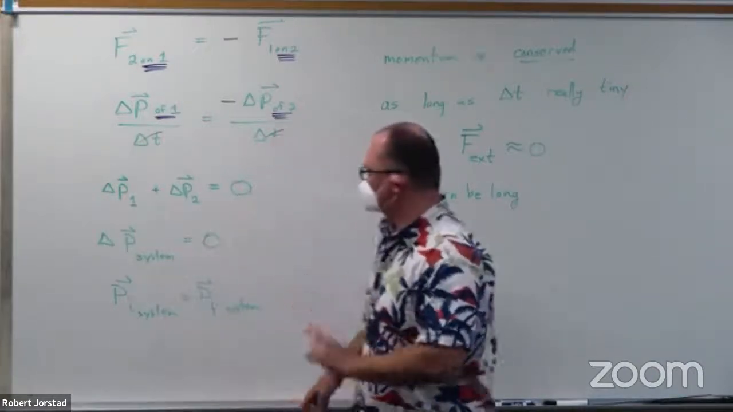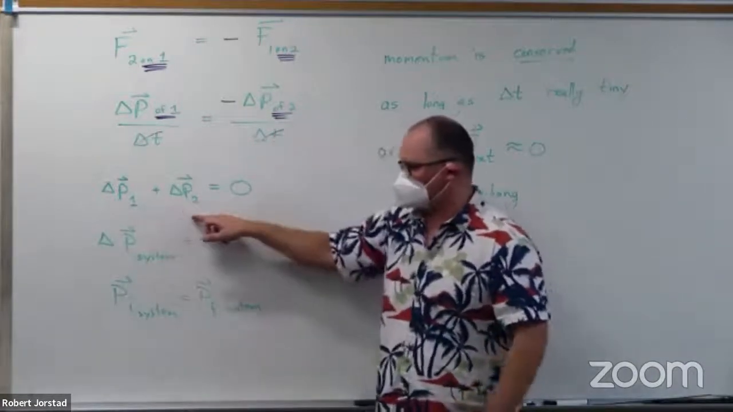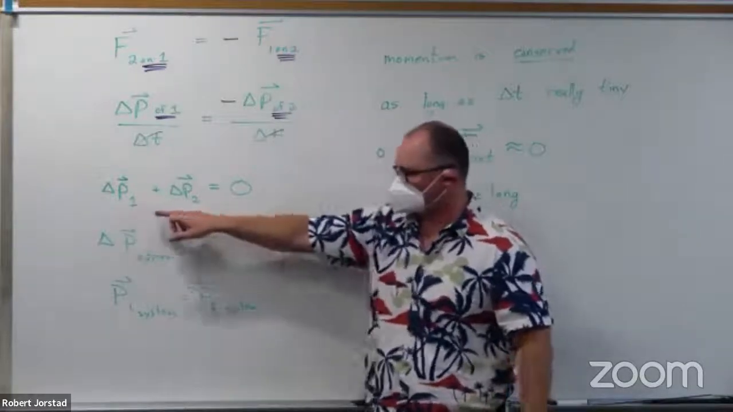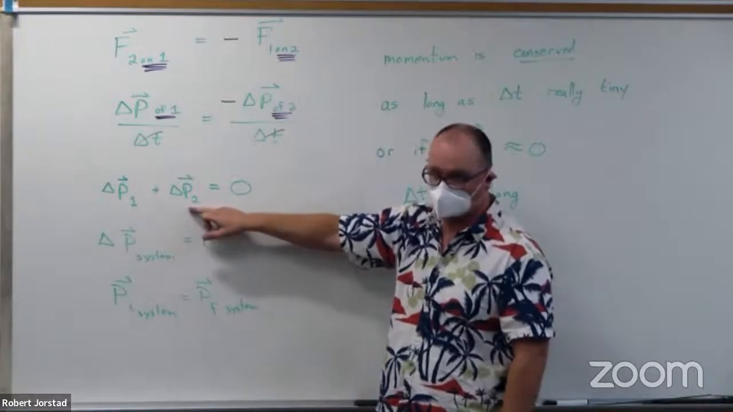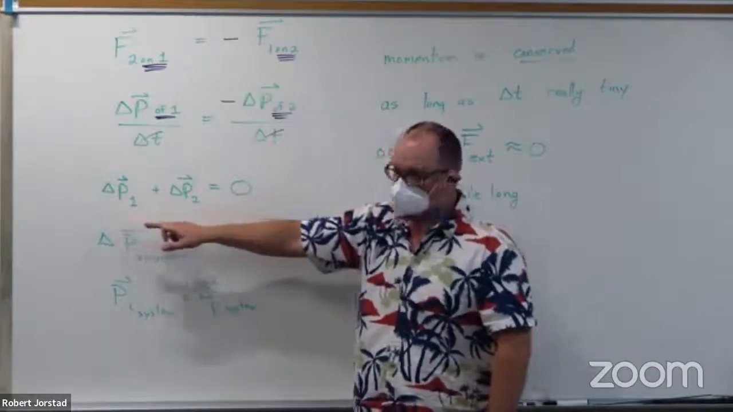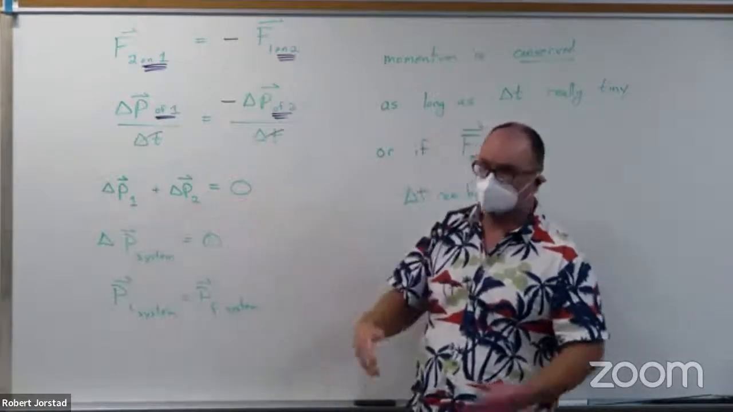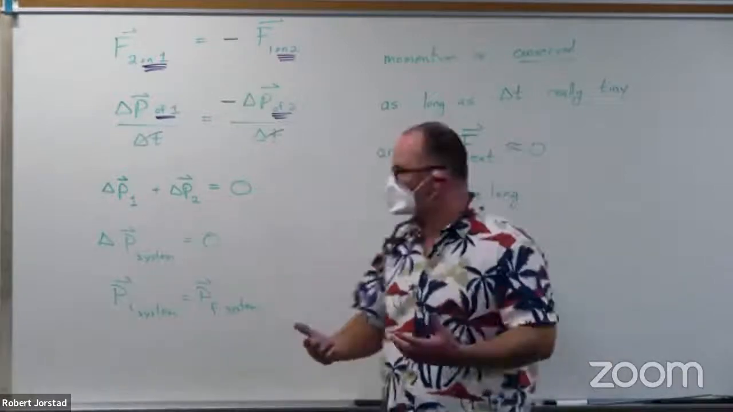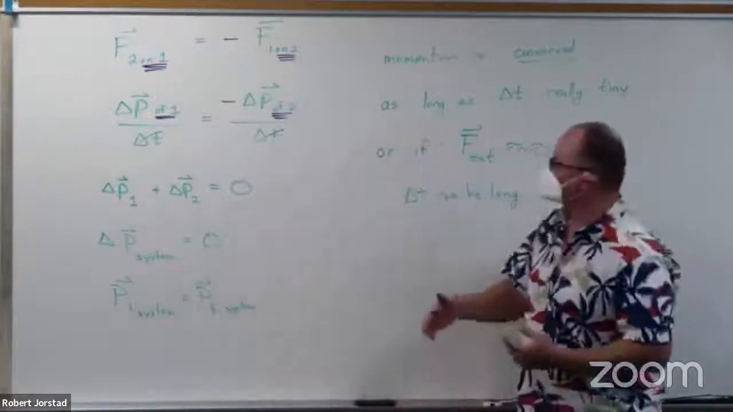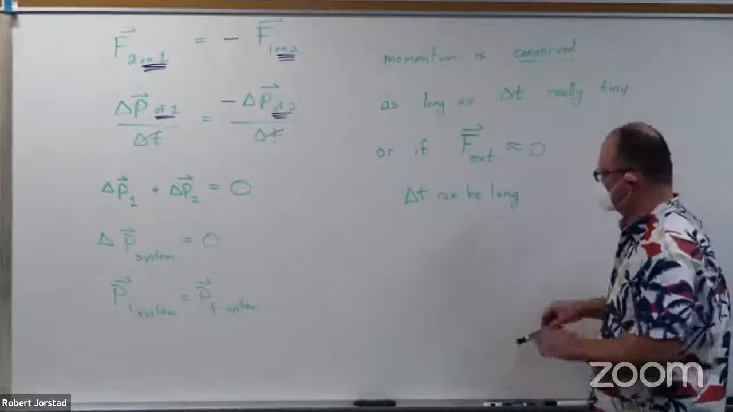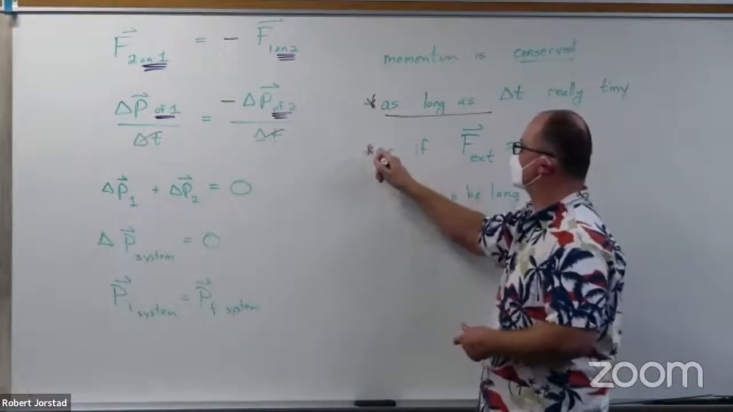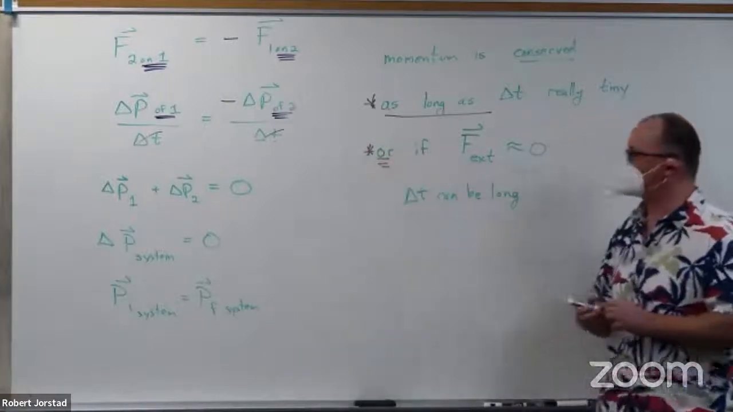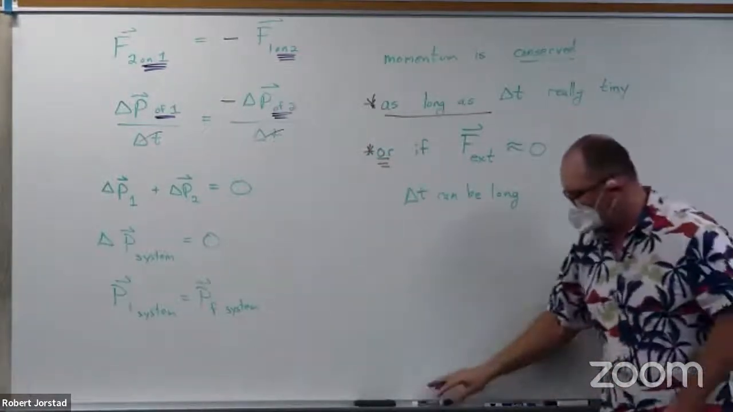Momentum of individual objects could change, but those changes should balance. If this one goes up in the I hat, this one had better go down in the I hat. This goes down in the J hat, etc. This would go up in the J hat. Good? But the net change of the system, as long as these assumptions, these are pretty big assumptions here, we need to have one of these things to be true. Good?